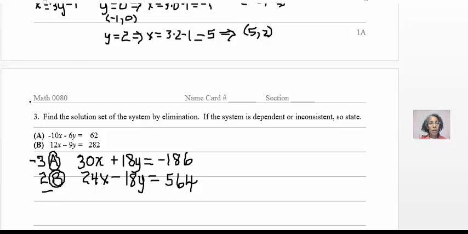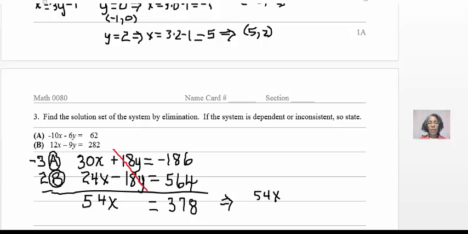So let's add the two equations together. And we see that 54x results when we add the x terms together. The y terms cancel out, and the constants add to 378. So 54x equals 378. If I divide both sides of that equation by 54, I get x equal to 7.